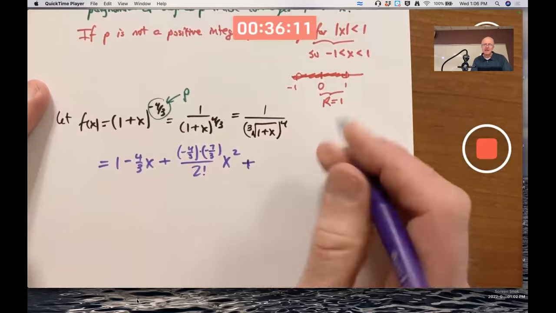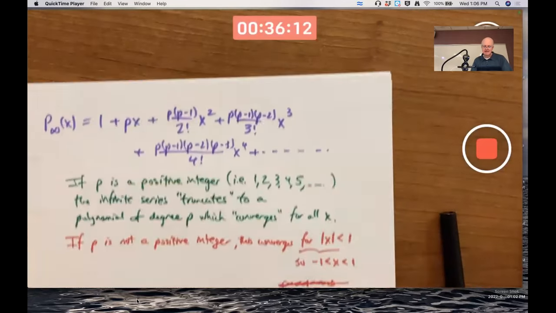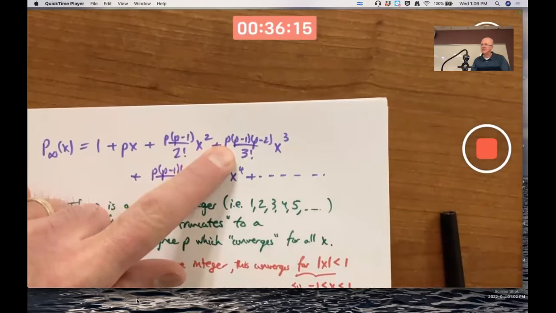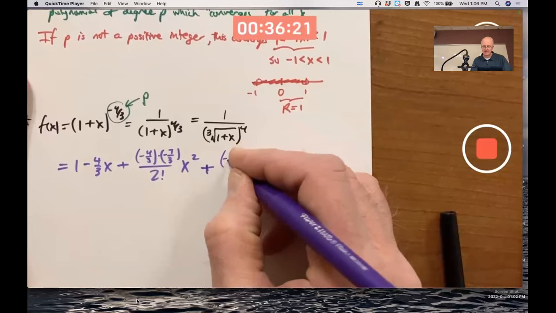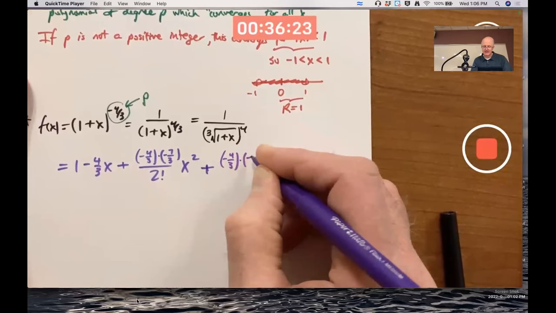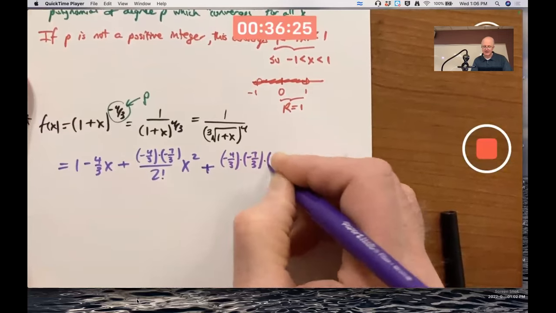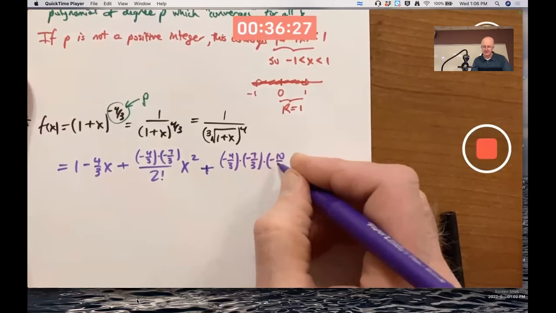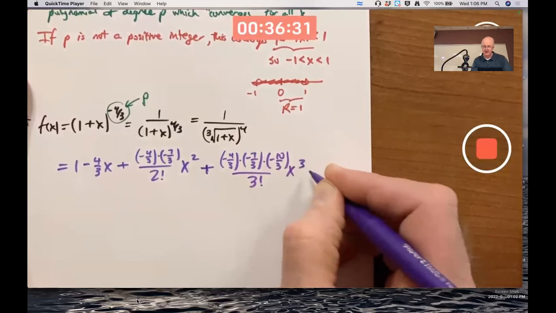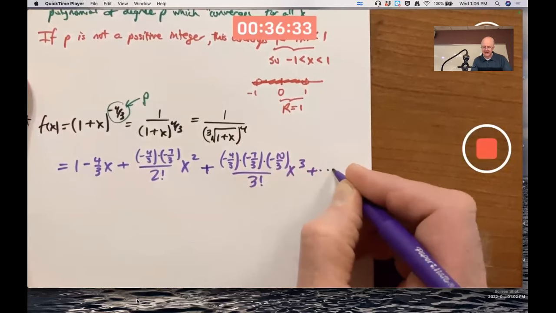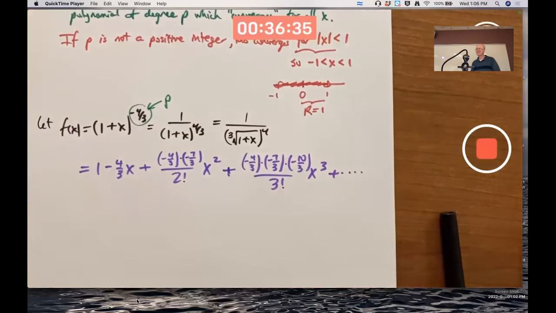Plus, next term is p times p minus 1 times p minus 2 over 3 factorial times x cubed. P is negative 4/3. P minus 1 is negative 7/3. P minus 2 is negative 10/3, over 3 factorial, x cubed. I think I'll stop there, put the plus dot dot dots. Don't forget the plus dot dot dots.